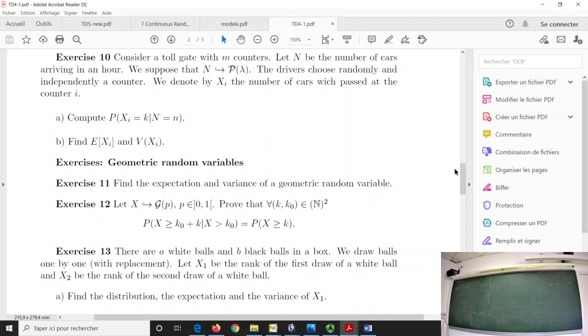And in fact, I said that this situation is a situation we have already seen together, not exactly with cars and counters. Not with cars and counters.